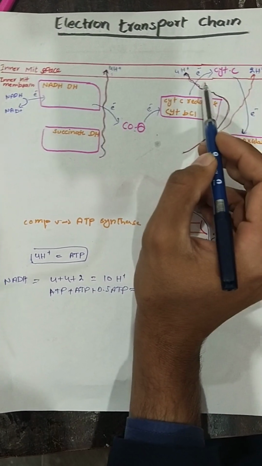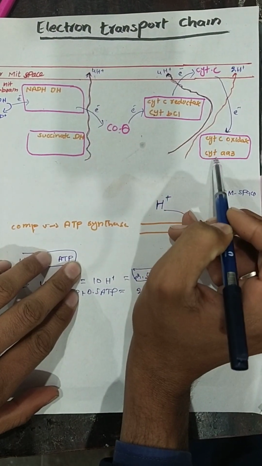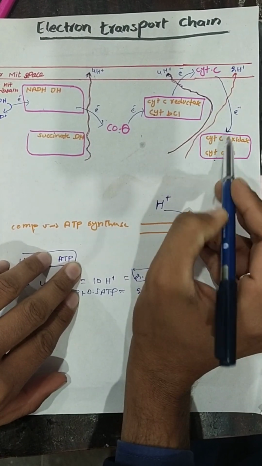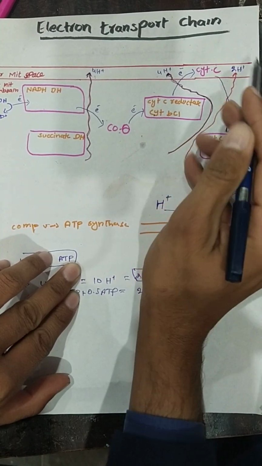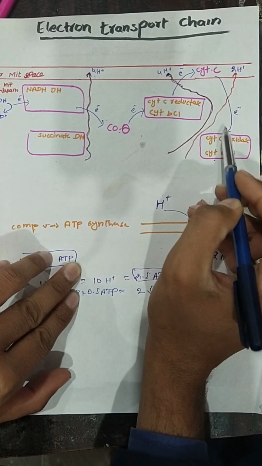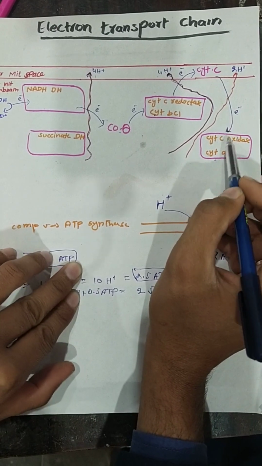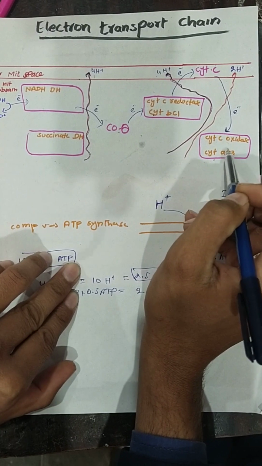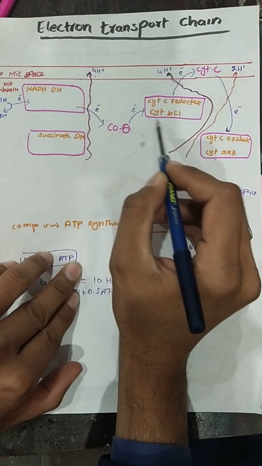Then from cytochrome C, the electron is transported to cytochrome AA3, or complex 4. Cytochrome C gives the electron to complex 4, so complex 4 causes the oxidation of cytochrome C. This is the reason we call it cytochrome C oxidase. Another name is cytochrome AA3. This can be asked in a question: what is another name? AA3 for complex 4, and complex 3 has another name, BC1.